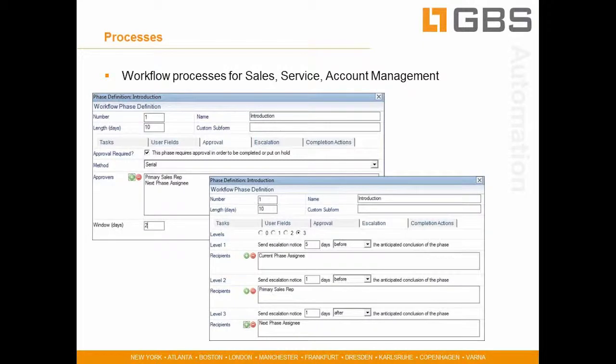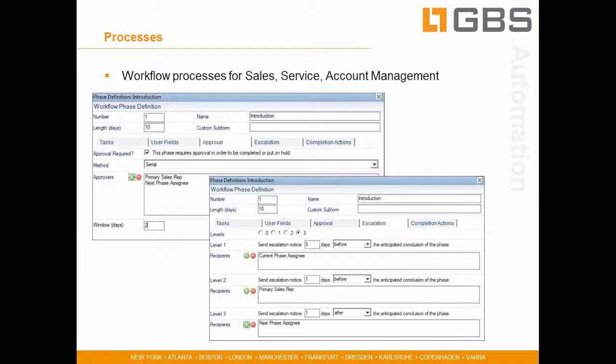There's approval capabilities. So within each workflow process, any phase can be configured with serial or parallel approvers in order to progress a sale or to close out a service request, and those are contextual based, so it's going to identify a manager or the primary sales rep or the next phase assignee, and all the escalations and notifications that go out from this process, again, directly into the notes, mail, and calendar.